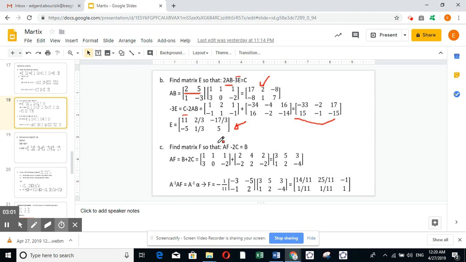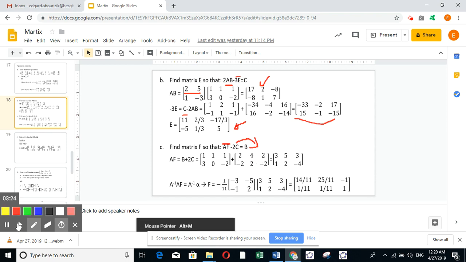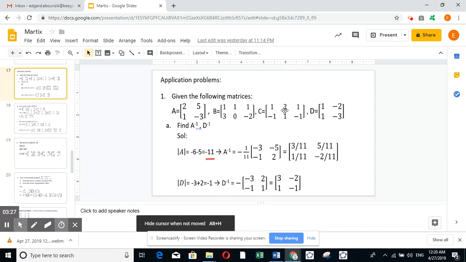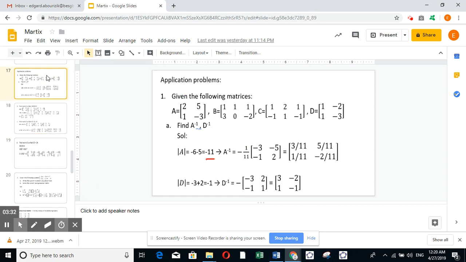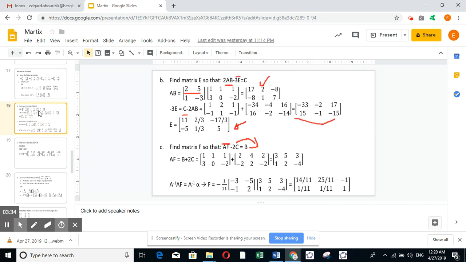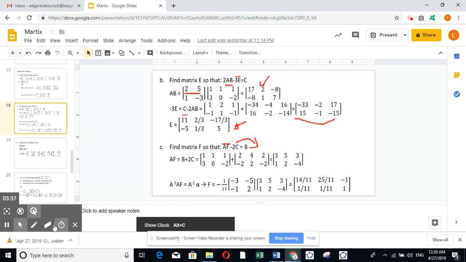Find matrix F so that AF minus 2C equals B. The difference between this problem and that problem is that matrix E was alone, you don't have a product with another matrix. However, here I have AF. So to find F, it's connected to A. I take the minus 2C to the other side, and I have B plus 2C. This is 2C, you can check, this is the given C multiplied by 2. So you can take a picture of this page and follow the problem. I will get this one.